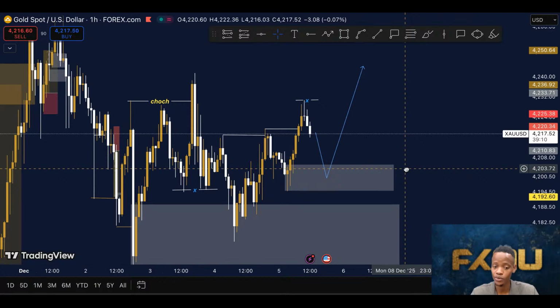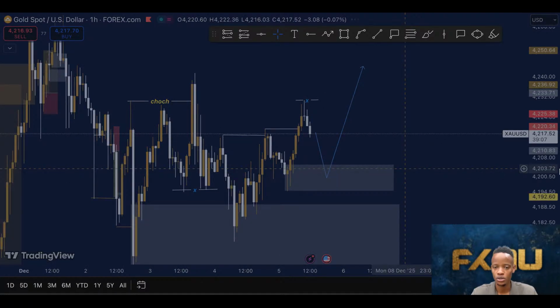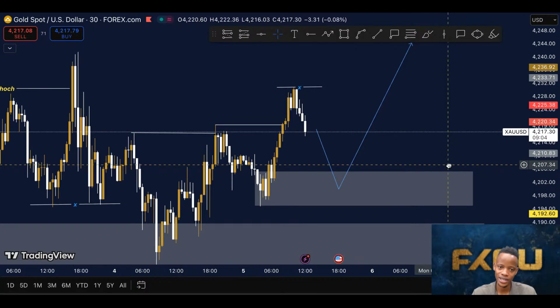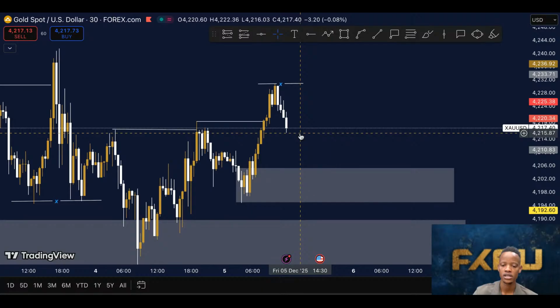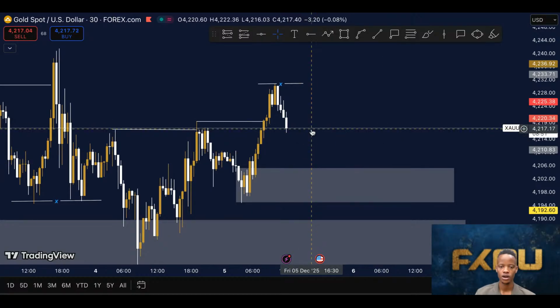Now that we are done with the H1, we know what we want in the H1. Let's go to the M30. M30 is actually clear. You divide H1 2 times to get M30. So if you want to get a clear picture of the H1, you just go to M30 and see how price reacts from our zones.